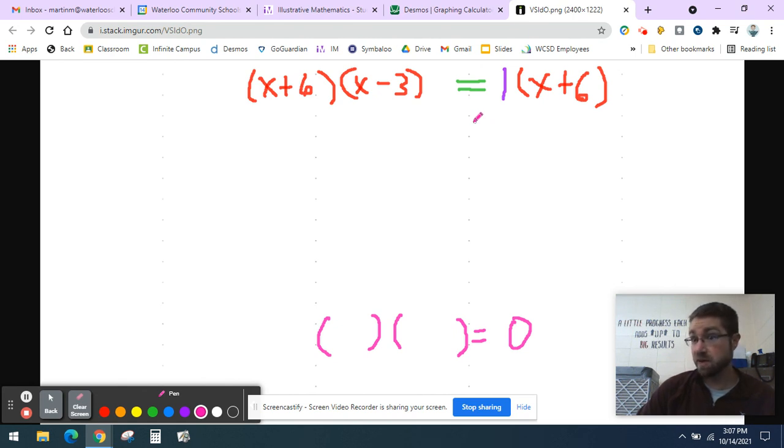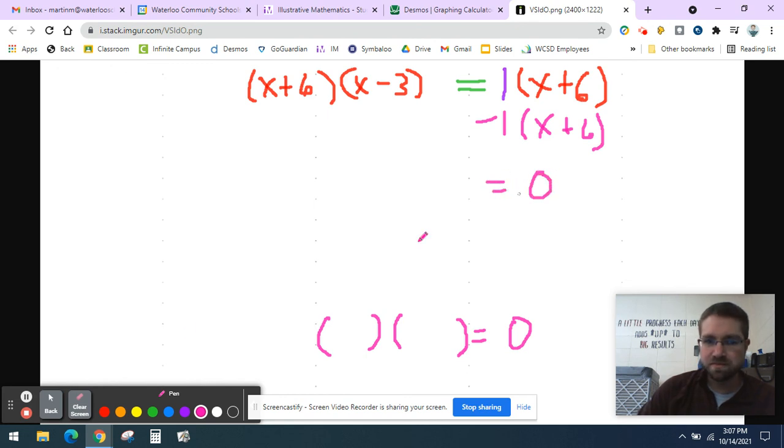So anyway, how am I going to get there? Well, I need 0 on one side, don't I? So I'm going to cancel out everything I have over here. And to cancel out 1 times x plus 6, I'm going to subtract away 1 times x plus 6 from that side. And that would leave me with 0.